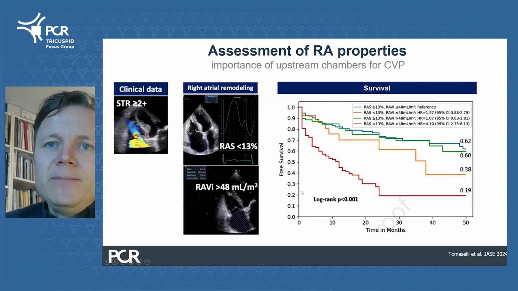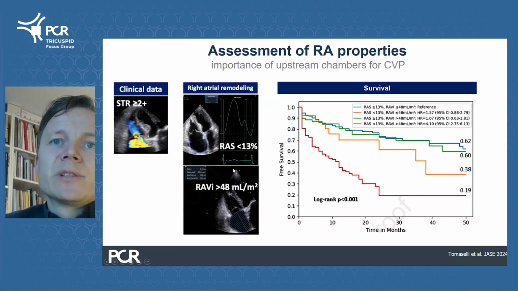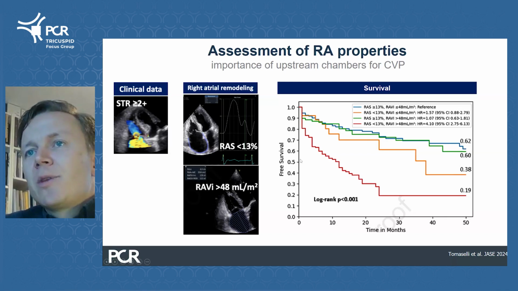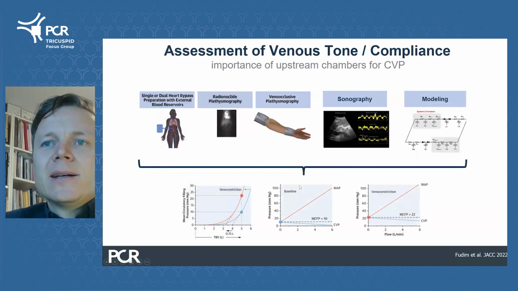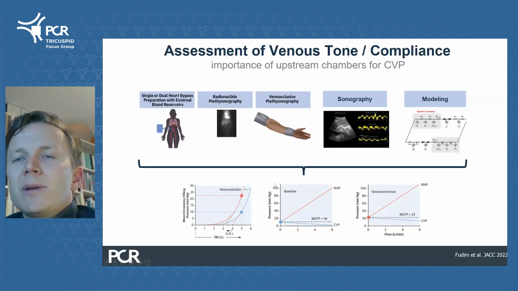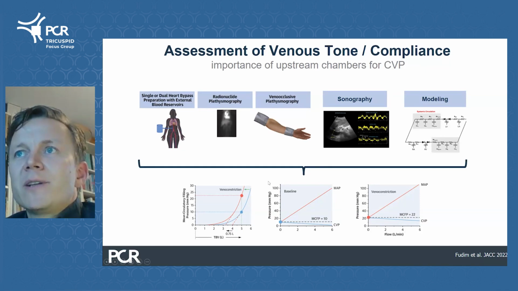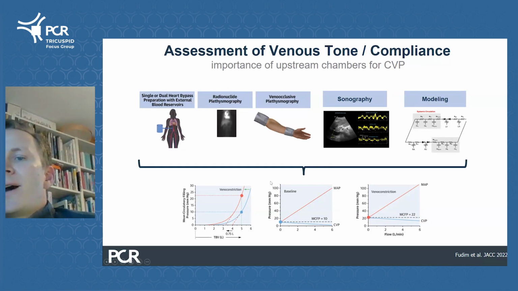And this is illustrated here in a very recent publication looking at right atrial strain in patients with TR that's treated medically. And you see here that patients with an impaired strain had independently worse prognosis. Much more difficult, but much more interesting is probably the assessment of venous tone and venous compliance, as this might potentially also serve as a therapeutic target.